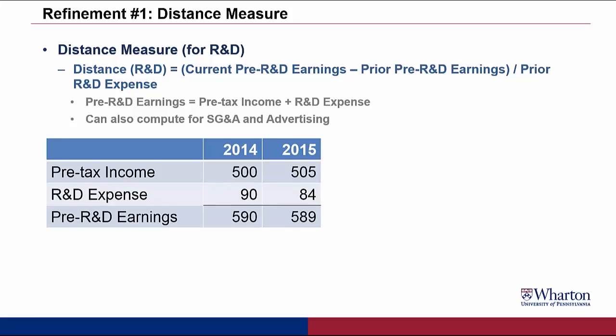So here's an example of how it's calculated. Let's say in 2014, pre-tax income was 500. 2015, it's 505.